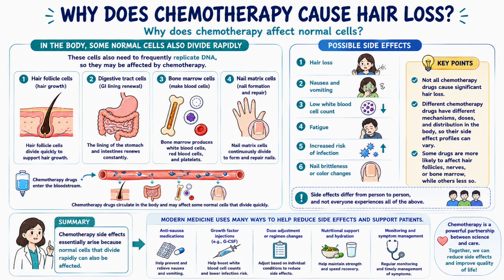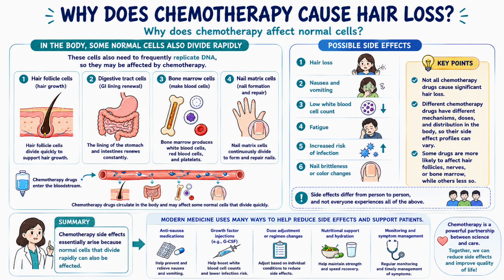Now that we understand how chemotherapy works, it becomes much easier to understand why it causes side effects. One of the biggest challenges with chemotherapy is that it does not perfectly distinguish between cancer cells and normal cells. Instead, chemotherapy mainly targets cells that divide rapidly. Of course, cancer cells divide rapidly, but they are not the only cells in the body that do. There are also several normal tissues that contain rapidly dividing cells, and these tissues can be affected by chemotherapy as well.